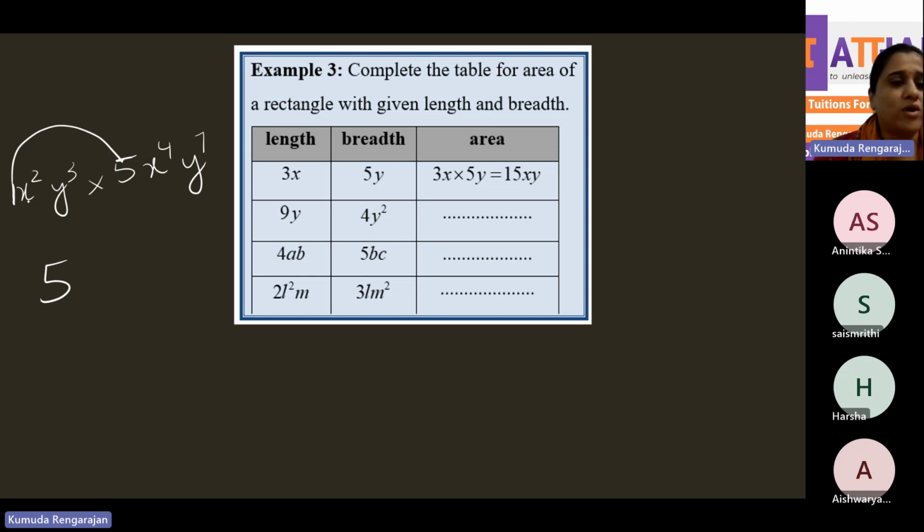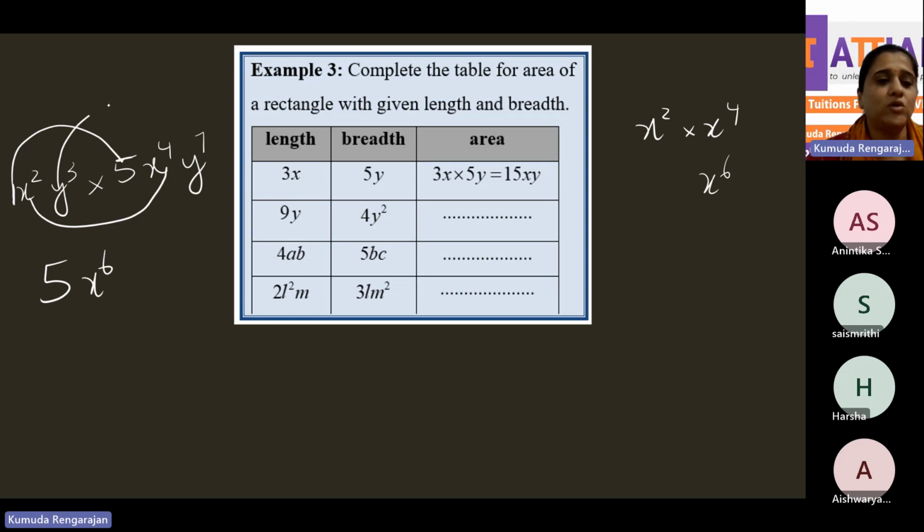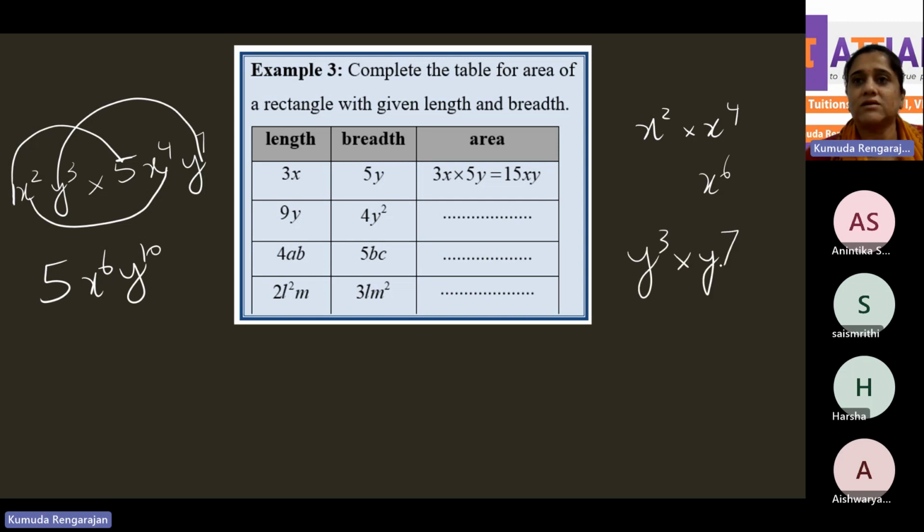Let's do it together. What is x square into x to the power 4? X to the power 6, because 2 plus 4 is 6. Yeah, x to the power 6. And then what is y cubed into y to the power 7? Y to the power 10.